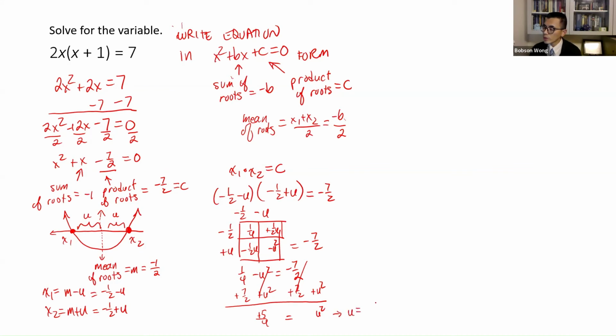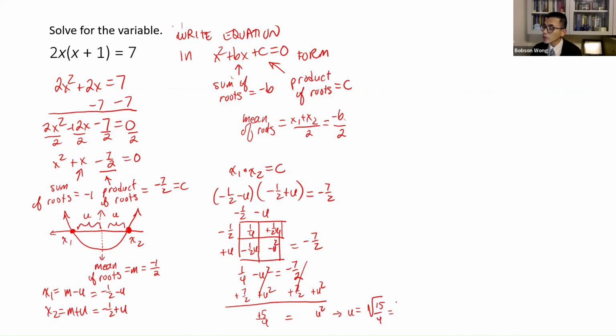u is equal to, now, because we're concerned with the distance from the axis of symmetry to one of the roots, it doesn't really matter whether u is positive or negative. We really are only concerned about the distance. So we're just going to ignore any negative root that we get from this equation, u squared equals 15 over 4. So we can just say that u is equal to the square root of 15 over 4 if we take the square root of both sides of this.